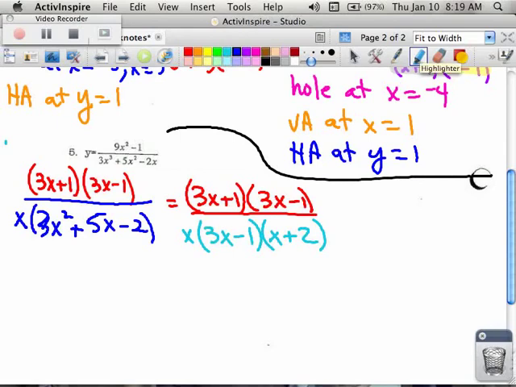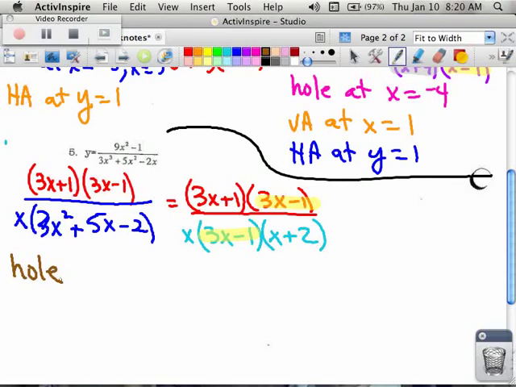On the top and on the bottom, I notice that I see this 3x minus 1. That means to me that I have a hole. I have a hole, whatever makes that parentheses 0. What's going to make that parentheses 0? X equals 1 will not make it 0. 3 times 1 is 3, minus 1 is 2. That's not 0. How do I figure that out?